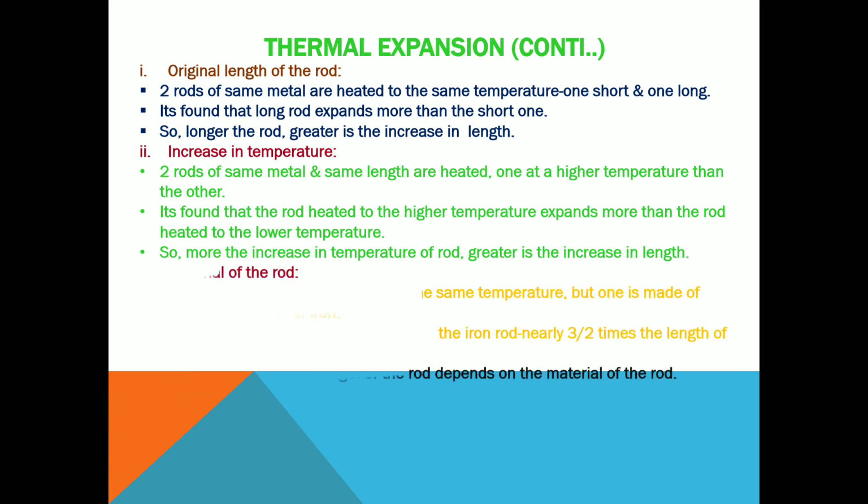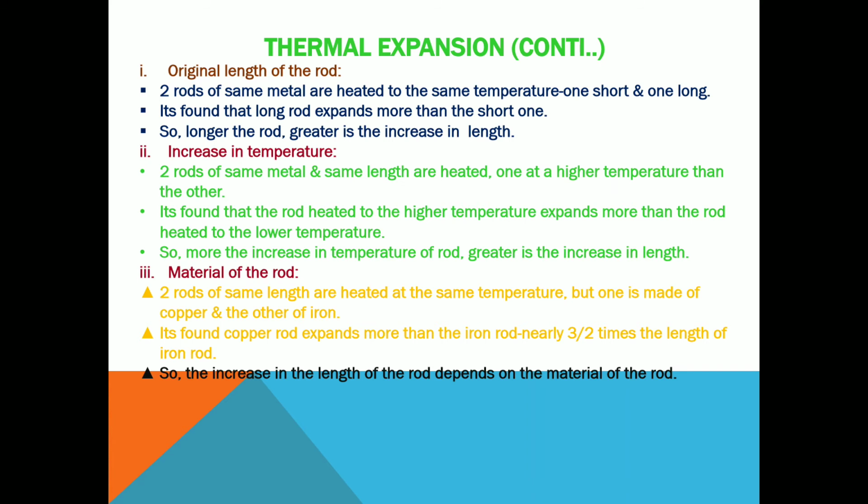Next is the material of the rod. Now if two rods of the same length are heated to the same temperature, but one is of copper and the other is of iron, it is found that the copper rod expands more than the iron rod, nearly 3 by 2 times the length of the iron rod. So the increase in length of the rod depends on the material of the rod.